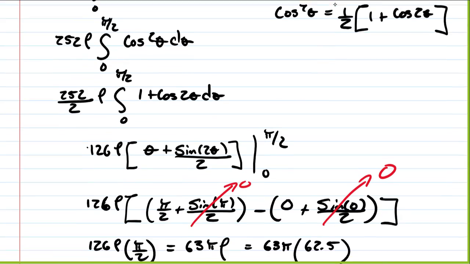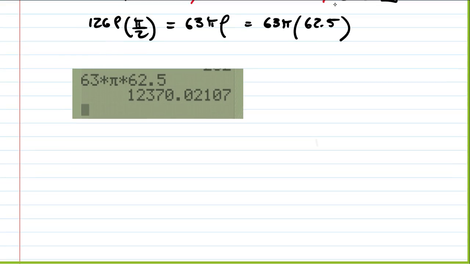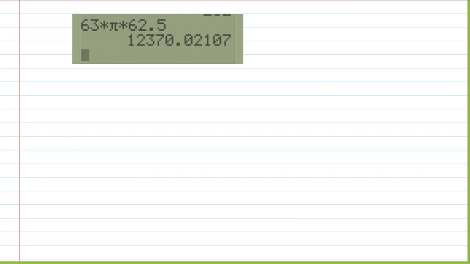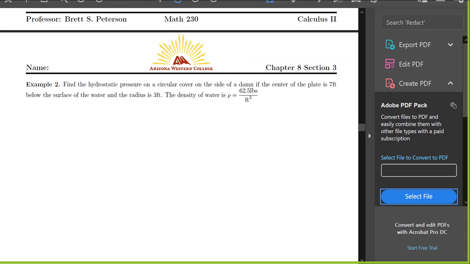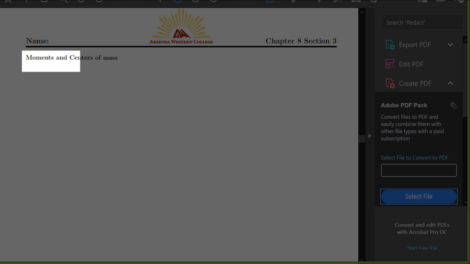All right. So now we're going to switch gears. So we're going to switch to moments and centers of mass.